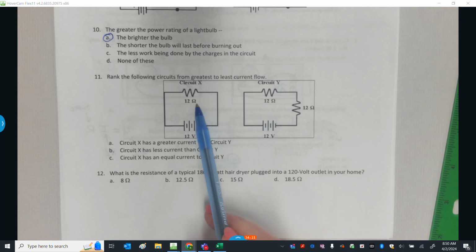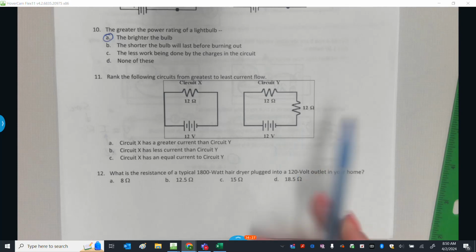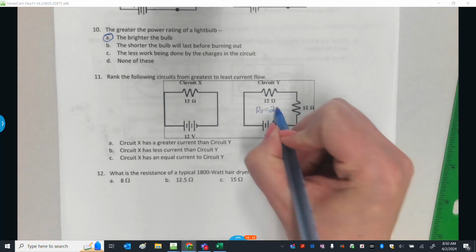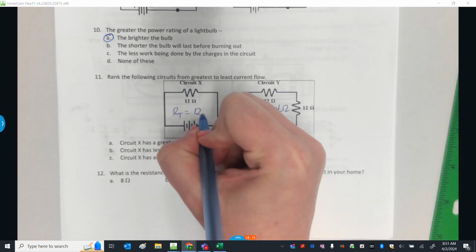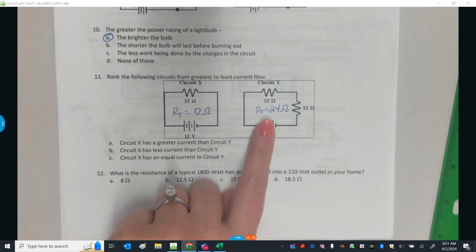This one only has 1 resistor. My total resistance in series, I find it by adding those resistors together. So this one has a total resistance of 24 ohms. This one has a total resistance of 12 ohms. And so that's the only difference, is the fact that I have twice as much resistance here than here.